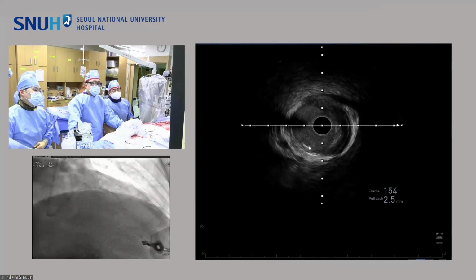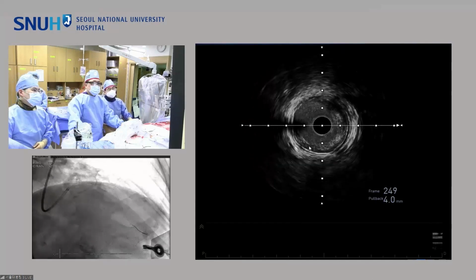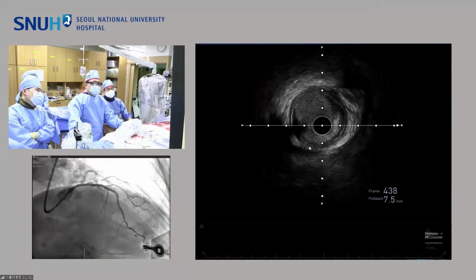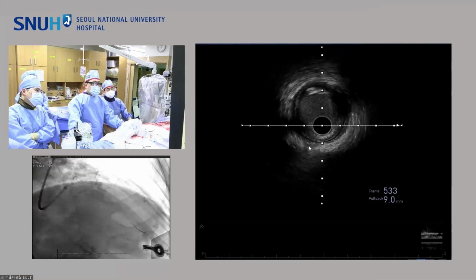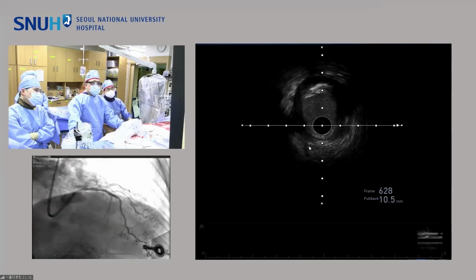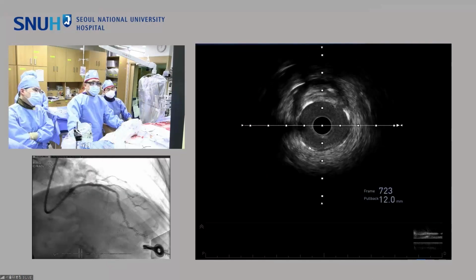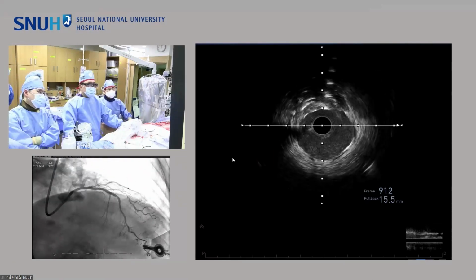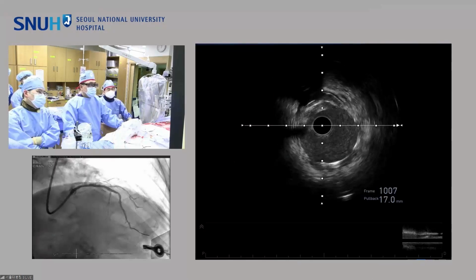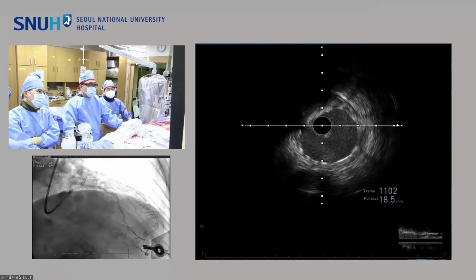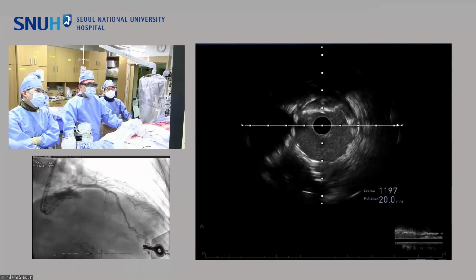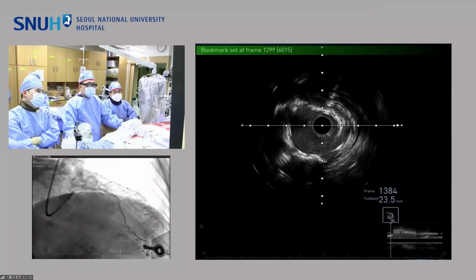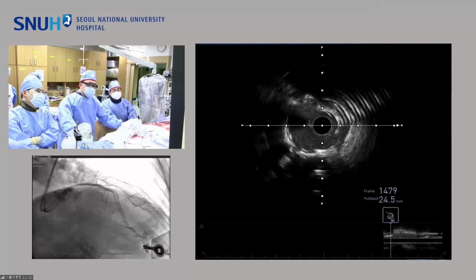Reference vessel size 3.0, MLD is 2.5, 2.75, eccentric moderate plaque, landing zone is good, MLD is 2.83, well expanded, 3 by 3.25, 3 by 2.5, 2.75. This is a narrow lesion, but well expanded up to 2.5 and 3.